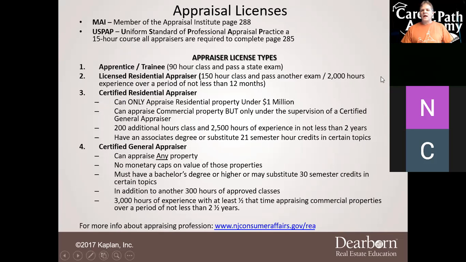Okay, so what kind of appraiser's license is required to do an appraisal?